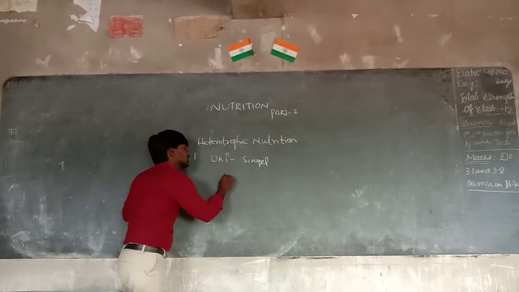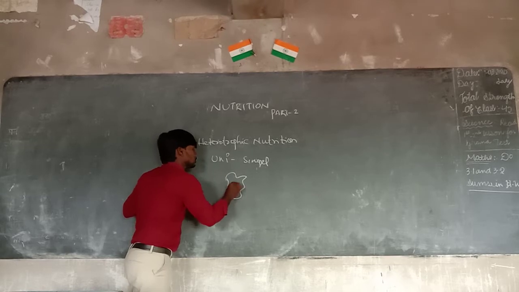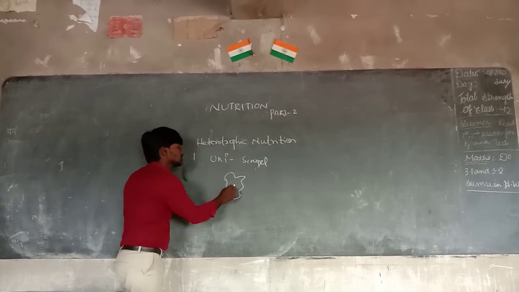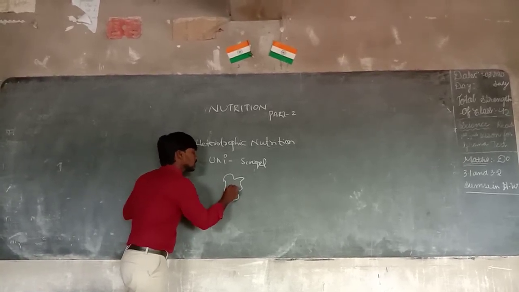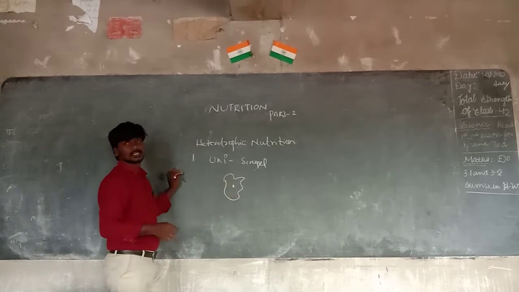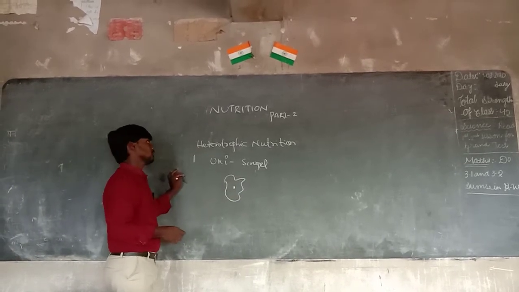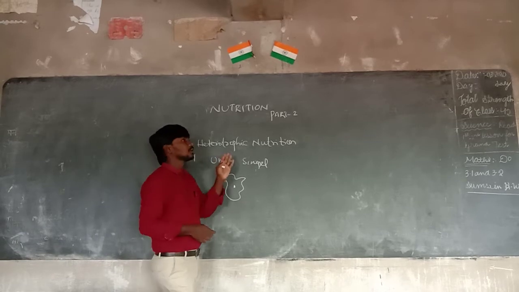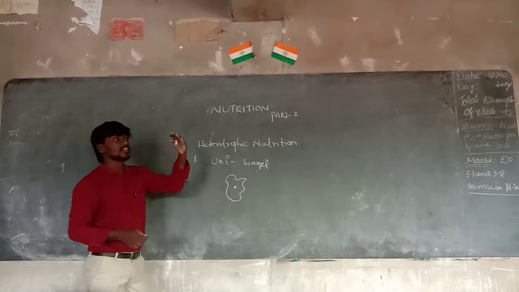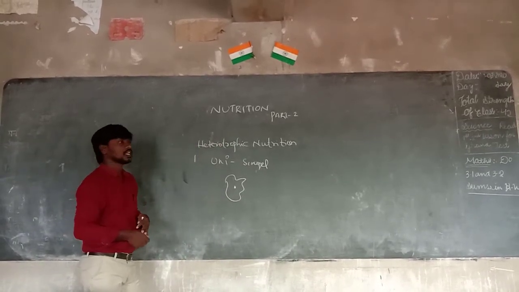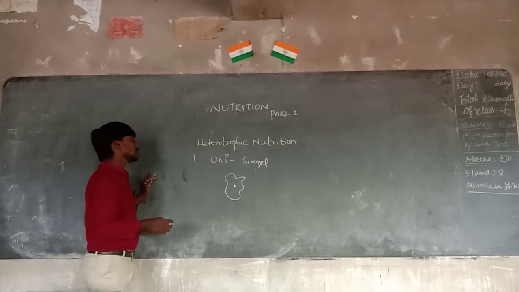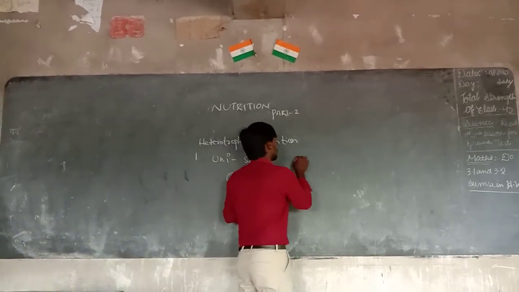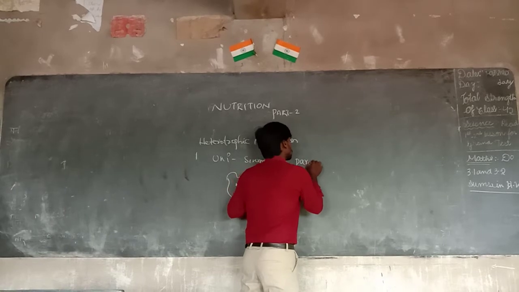Suppose the amoeba is a shapeless animal. Okay, so this is the cell. This is called a unicellular animal. Okay, so next, heterotrophs depend on other organisms, living animals or plants. That is one of the best examples: parasitic nutrition.